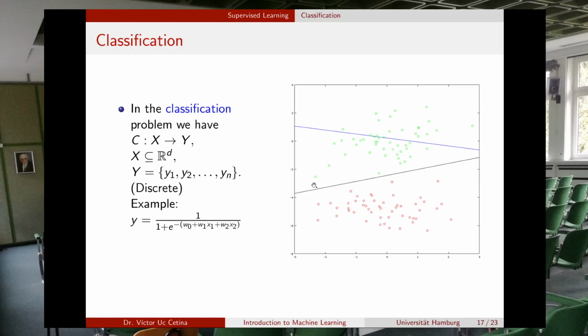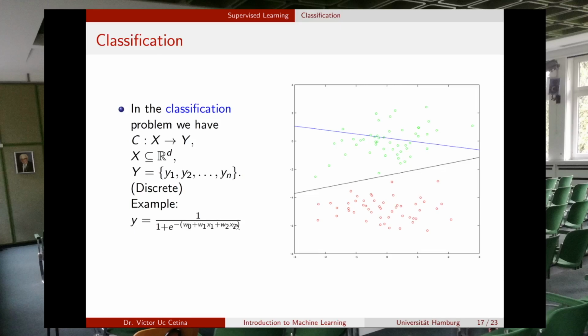Each of these points has two coordinates, x1 and x2, and they have a label. The label here could be 0 if it is red and 1 if it is green. A possible model for this would be something like this. The output could be predicted by the sigmoid function, which is 1 over 1 plus e to the minus, and then we evaluate this expression here.